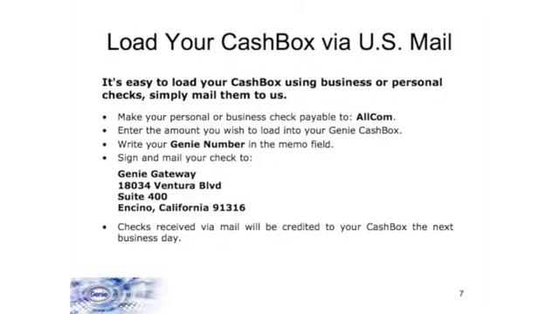It's easy to load your cash box using business or personal checks. Simply mail them to us. Make your business or personal checks payable to Allcom. Enter the amount you wish to load into your Genie cash box. Write your Genie number in the memo field. Sign and mail your check to Genie Gateway, 18034 Ventura Boulevard, Suite 400, Encino, California, 91316. Checks received via mail will be credited to your cash box the next business day.